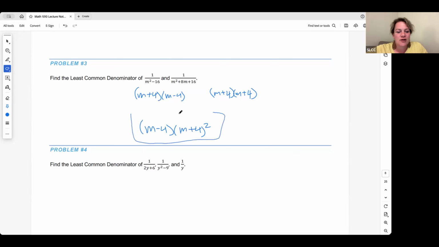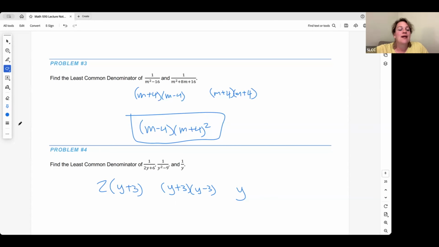Let's try problem number 4. What is the common denominator for 2y plus 6 and y squared minus 9 and y? Okay, what can we do? Factor. So I can take out a 2 and I get y plus 3. Then I see that this is the difference of squares. So the second denominator would be y plus 3, y minus 3. And then for the third term, I have a y.